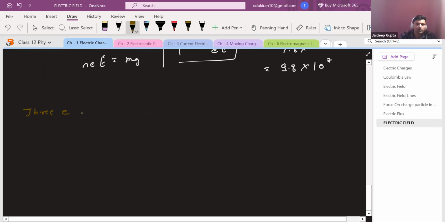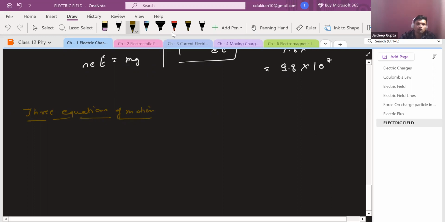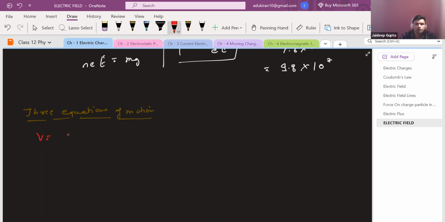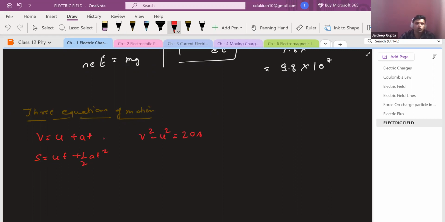Three equations of motion. First is v equals u plus at. Second is s equals ut plus half at square. Now v square minus u square equals 2as.